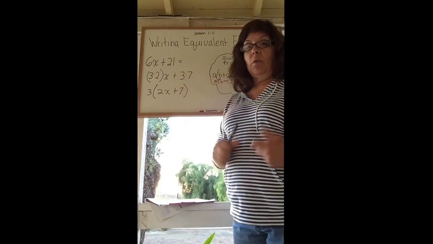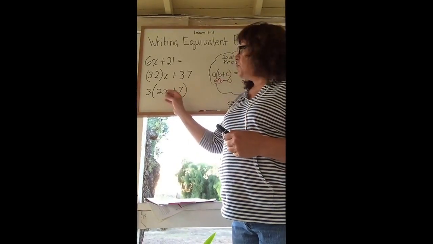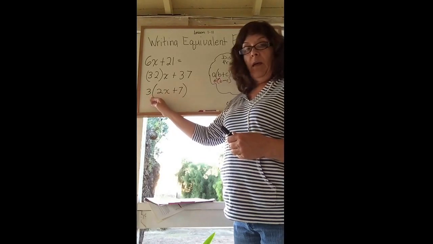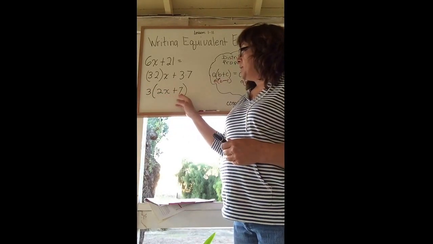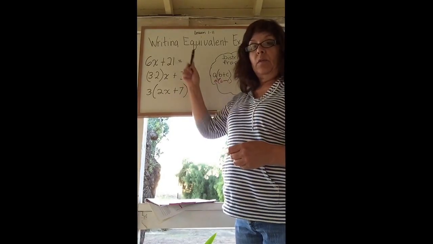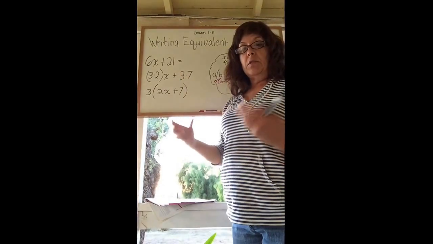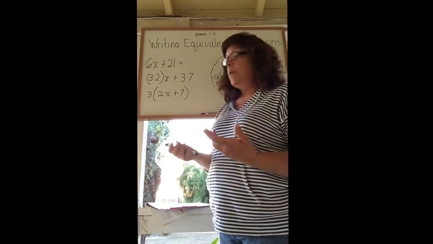3 times 7. We're going to rewrite that. We're going to use the reverse of the distributive property to pull out the 3. And what do we end up with? 3 times the quantity of 2x plus 7. So this expression is equivalent to that one. And we've used the distributive property to pull that out and to show that.